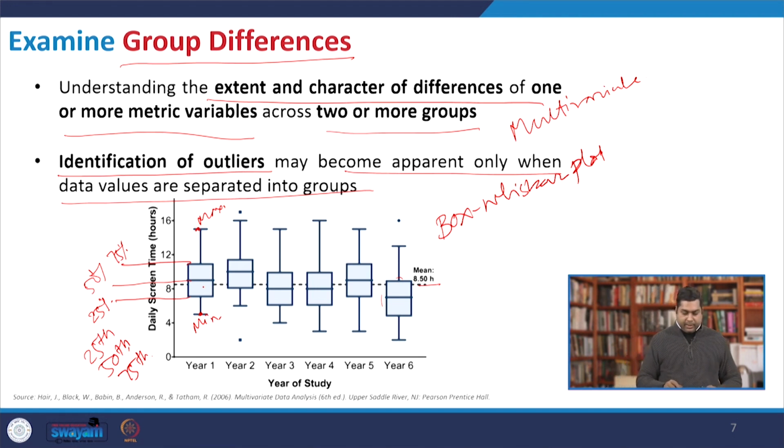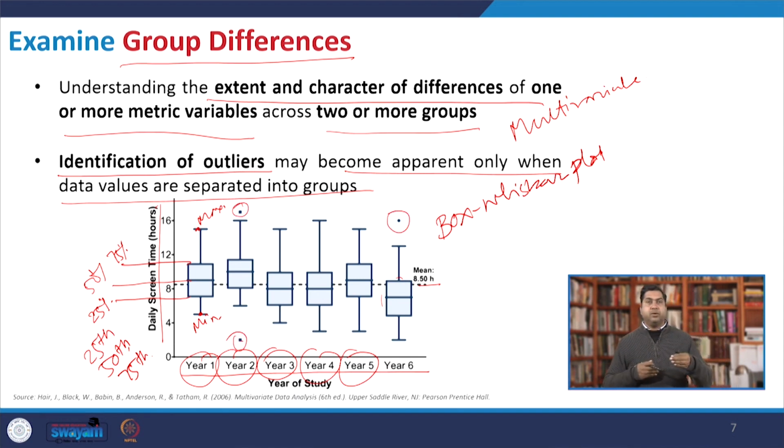And then you can see this particular comparison, which is something like different years of an investigation of students, and this is the daily screen time. It is a comparison between students from year 1, year 2, year 3, year 4 and year 5, trying to see what the group difference is. Here also you get certain data which do not fit into that particular whisker. Those are the outliers.